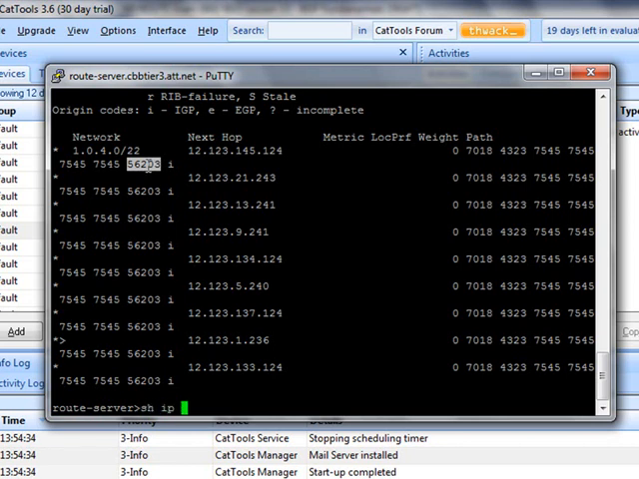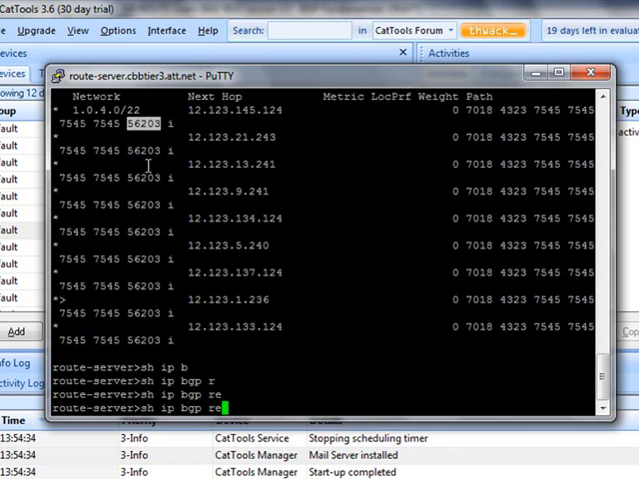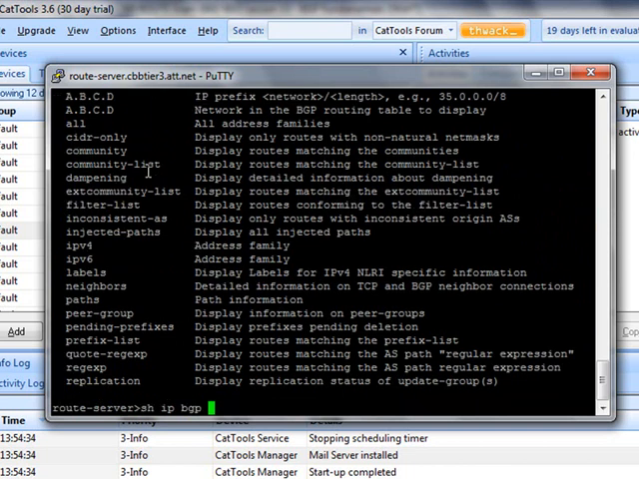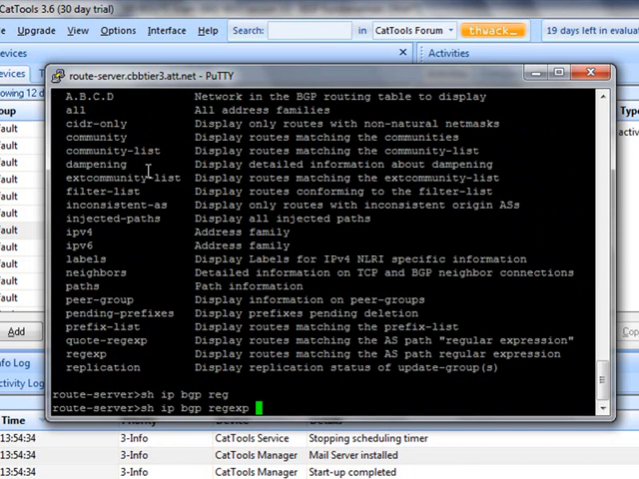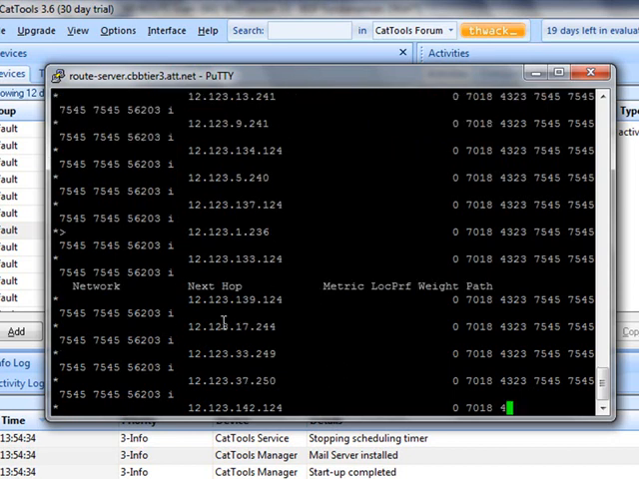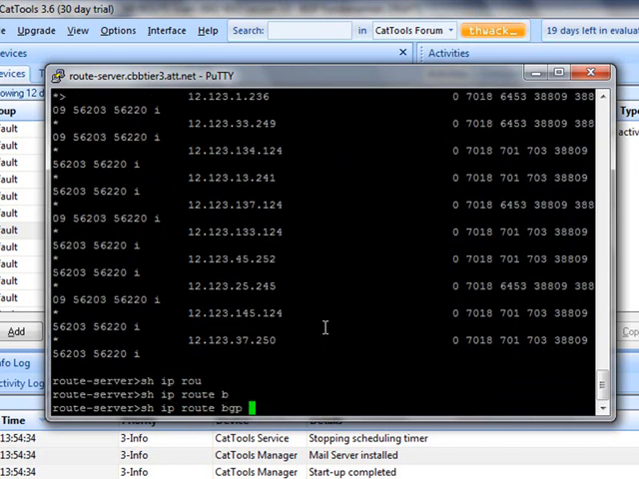Do show IP BGP. You don't need to be concerned with these particular commands right now. Originating from that autonomous system. Because it's listed here, that's the originating point. And it's listing all the different routes. Now let's actually show the IP routing table. Show IP route BGP.